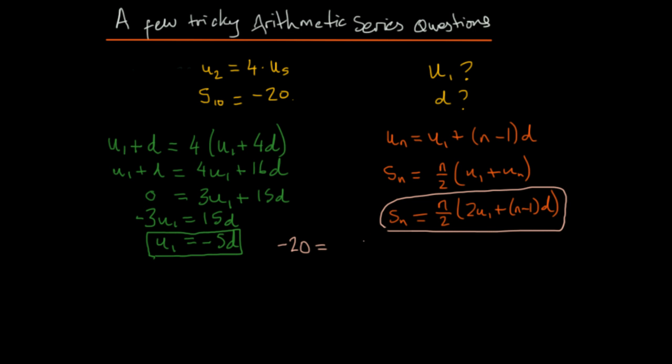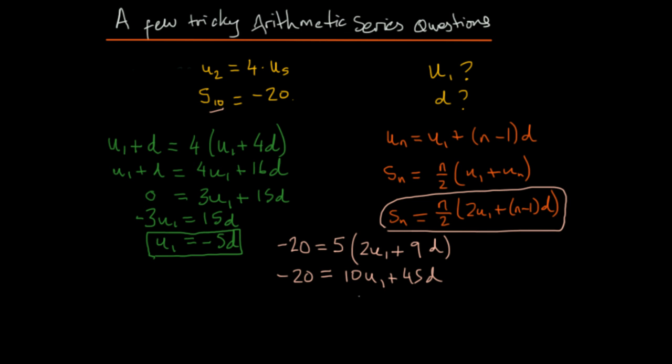Oh, S10, right? And so n for this particular sum is 10. So n over 2 is going to be 10 over 2, which is 5, times 2u1, which we still don't know what it is. And then n is 10, so n minus 1 is going to be 9 times d. And here we have our other equation. So we multiply this out, and we have 10u1 plus 45d. That is all equal to minus 20.